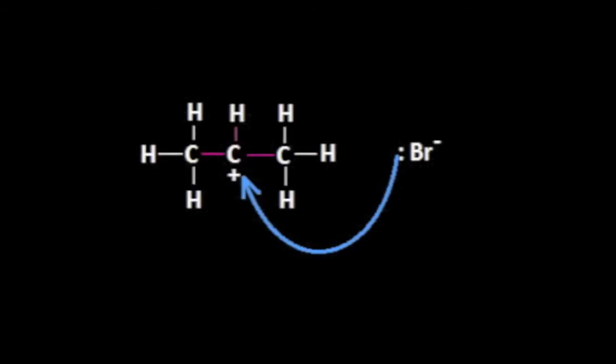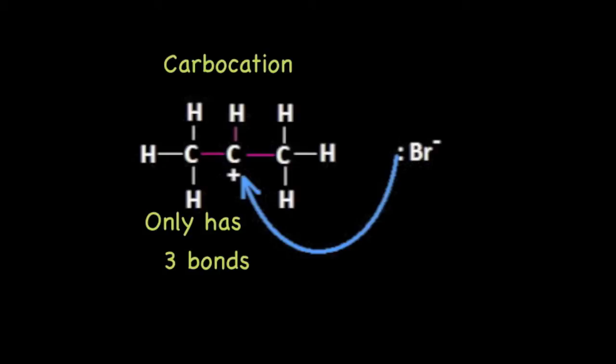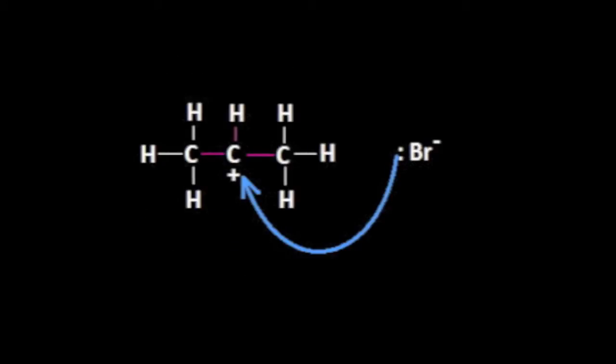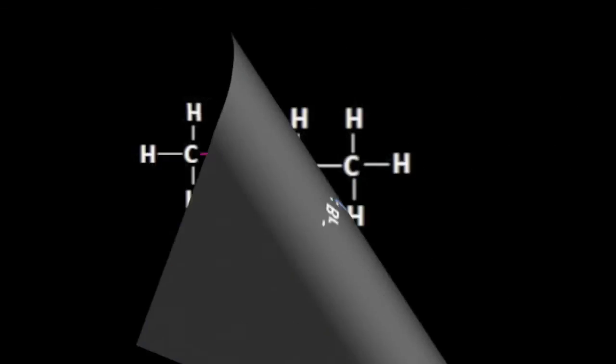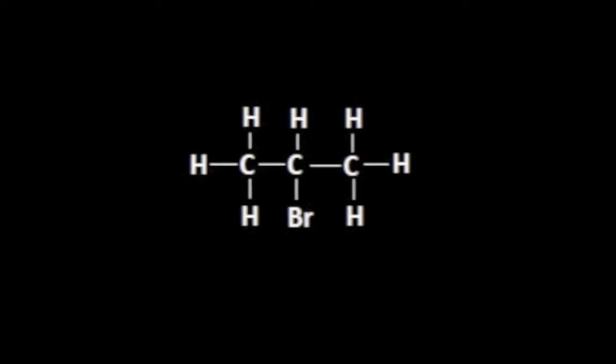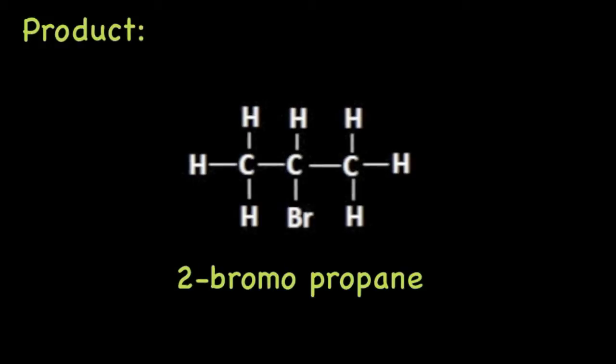By receiving a pair of electrons, bromine now becomes negatively charged. For the second step, we know that each carbon can form 4 bonds. However, this carbon only has 3 bonds. Therefore, this carbon atom is positively charged. This is called a carbocation. Bromine carrying the negative charge is attracted to the carbocation. Therefore, they form a bond and the product is made.